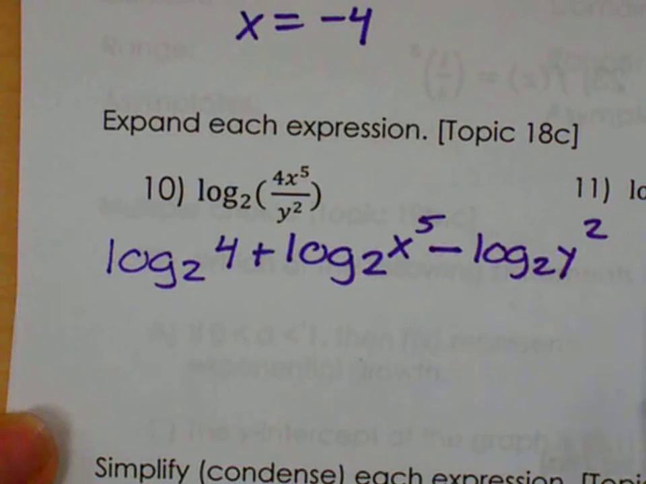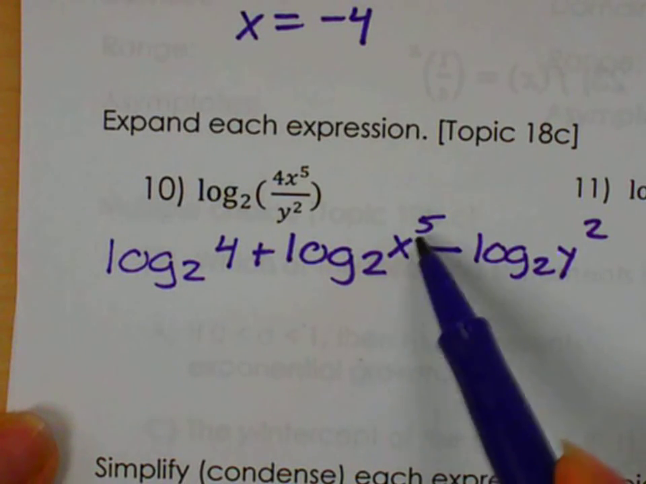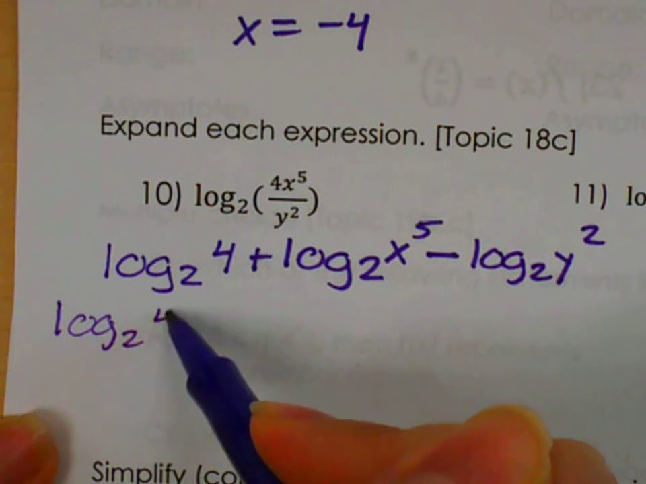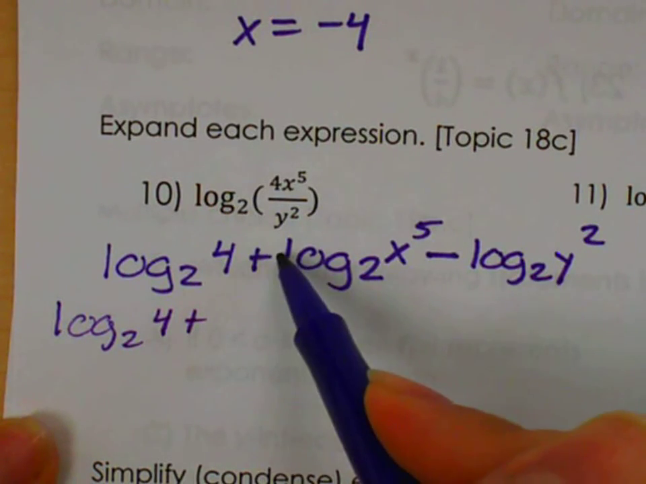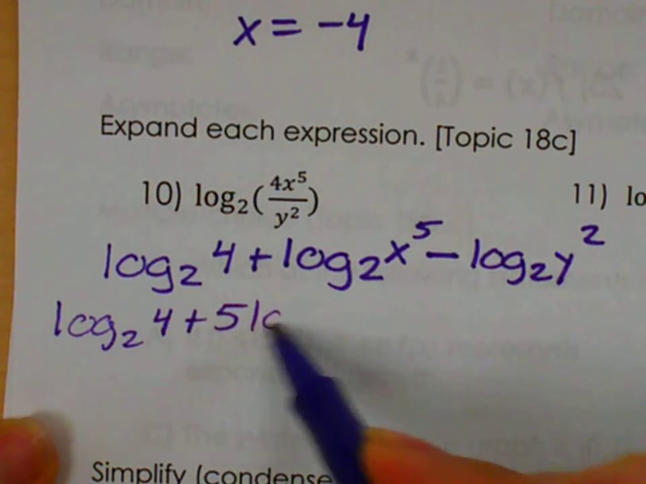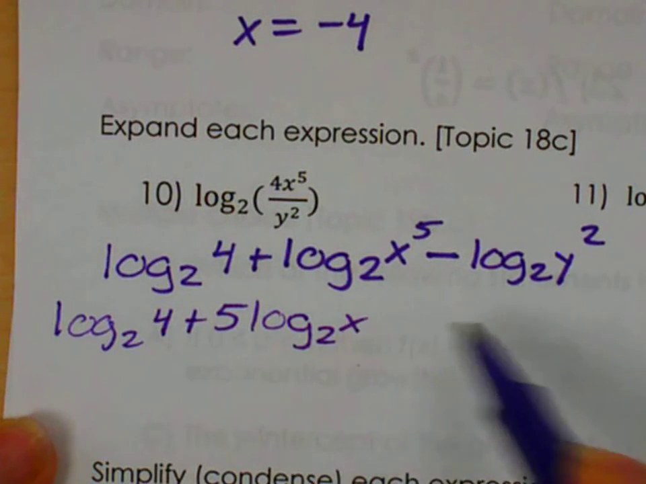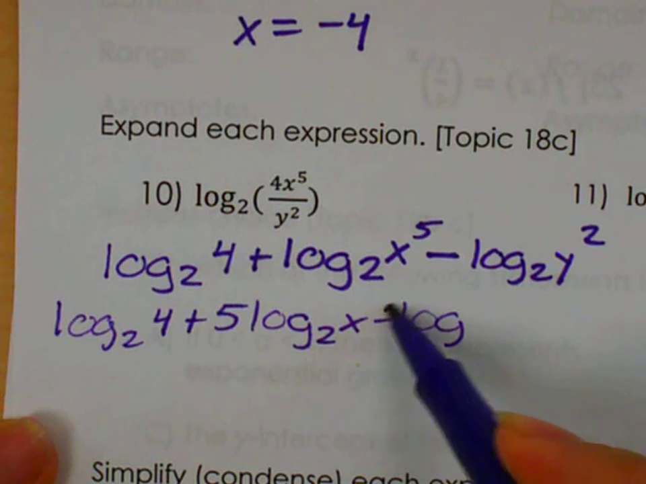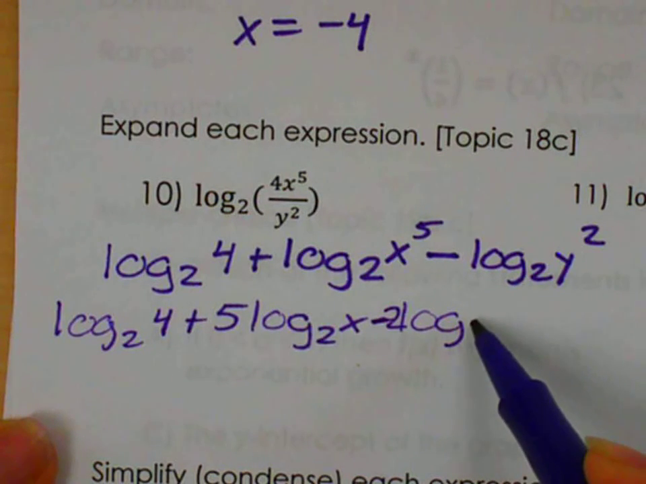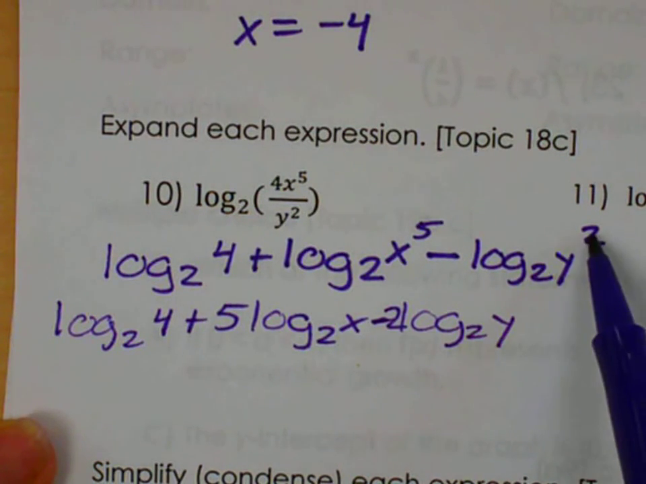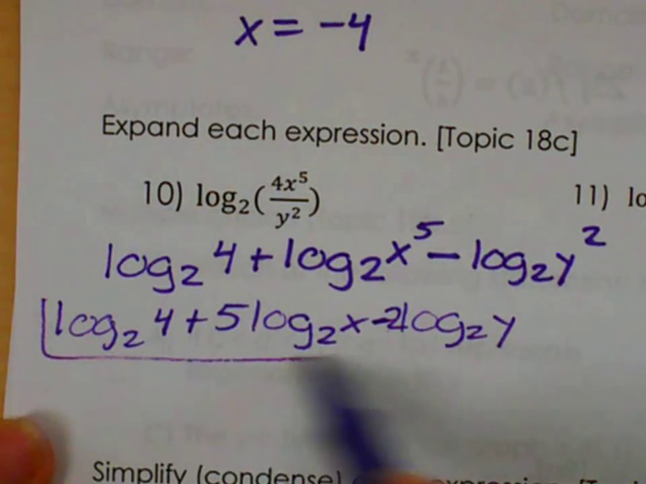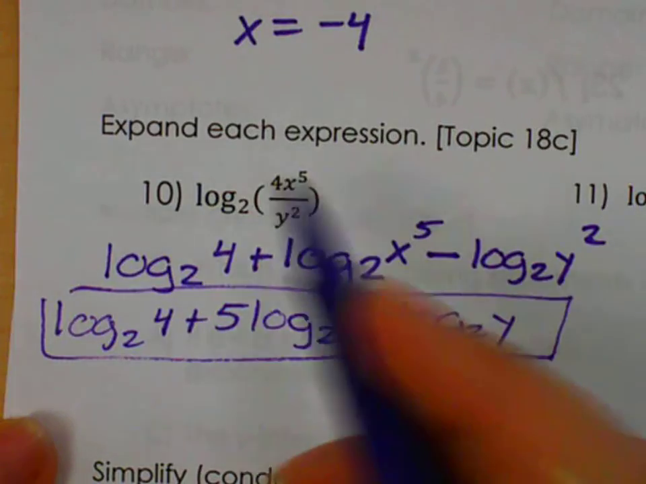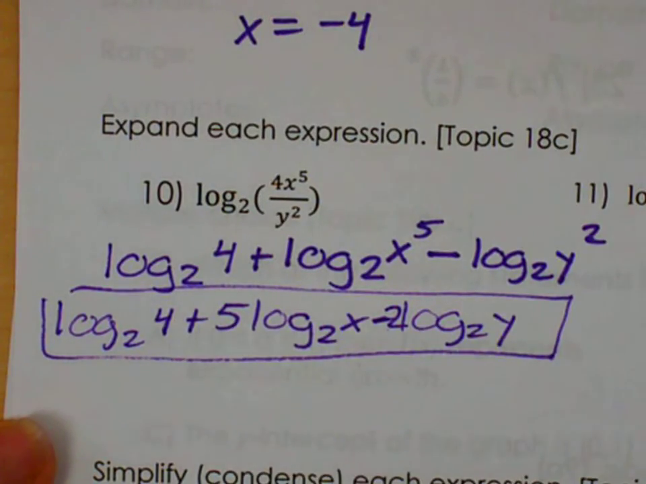My last thing here is I see that I have something raised to a power. I'm going to turn that to multiplication. So log base 2 of 4, and when you turn it into multiplication, make sure you put it in front. 5 times log base 2 of x minus, we have another one here, minus 2 log base 2 of y. So again, that 2 got multiplied. And now it's expanded. It's longer than it was. This is the shorter one. This is the expanded one.